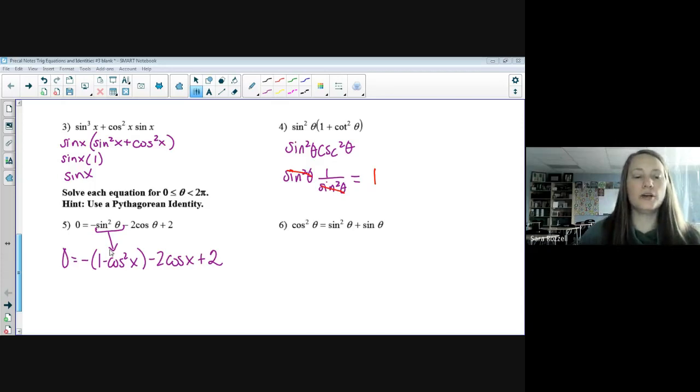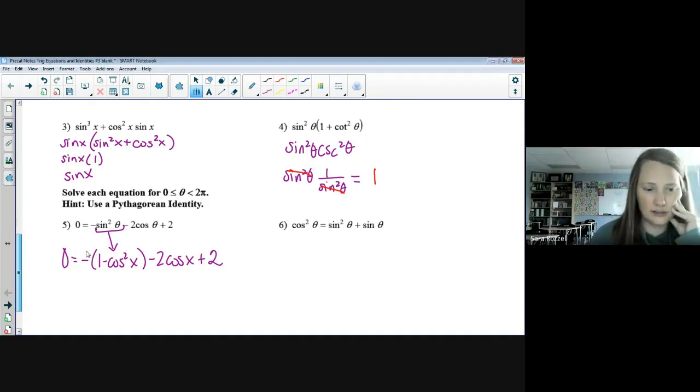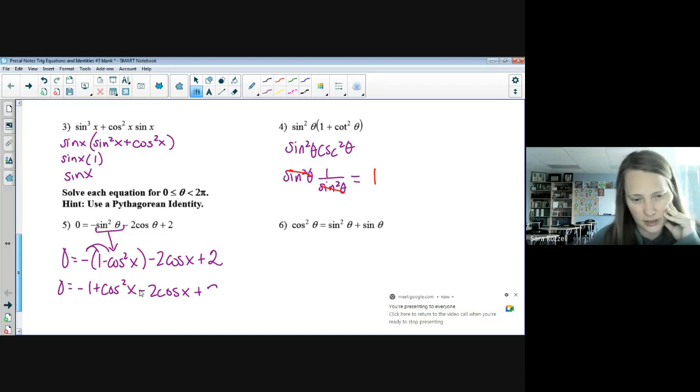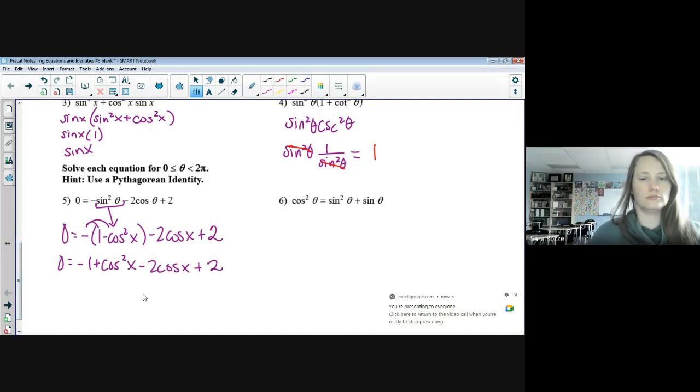All right, so we're good here. We replace the sine squared with the 1 minus cosine squared. Okay. Now we're going to distribute this negative. So I'll have negative 1 minus cosine squared x. No, not minus, plus, sorry. And then minus 2 cosine x plus 2. Is that all right with everybody? Distributing your negative? Thumbs up if we're good?